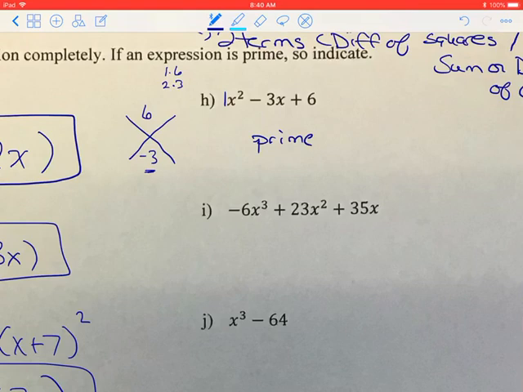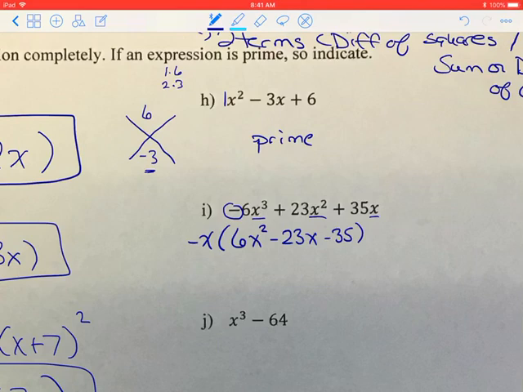I don't see any numbers that I can factor out, but notice they all have x's. And the other thing I don't like is that my leading term is negative. That makes it kind of hard to factor. So let's try taking out a negative x. That would leave me a positive 6 with an x squared. Now if I'm factoring out a negative, it's going to change that sign, so a minus 23x and a minus 35.